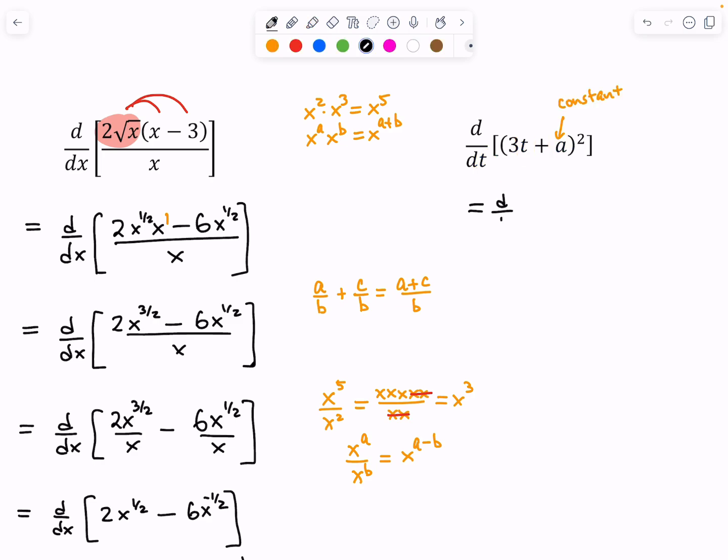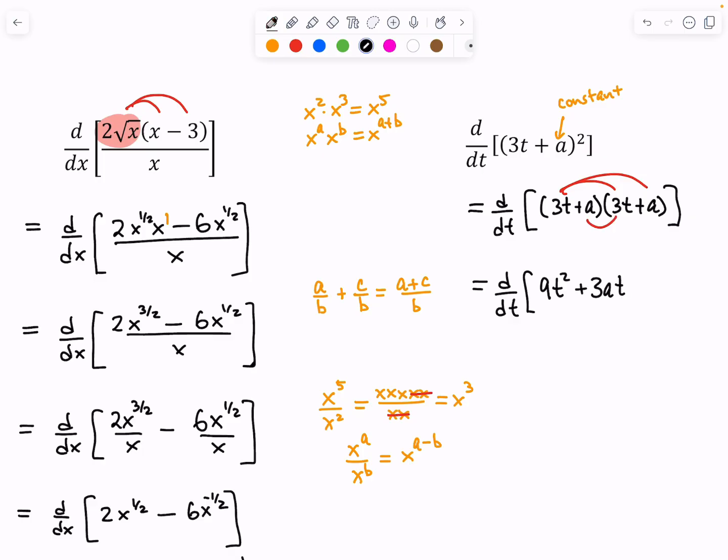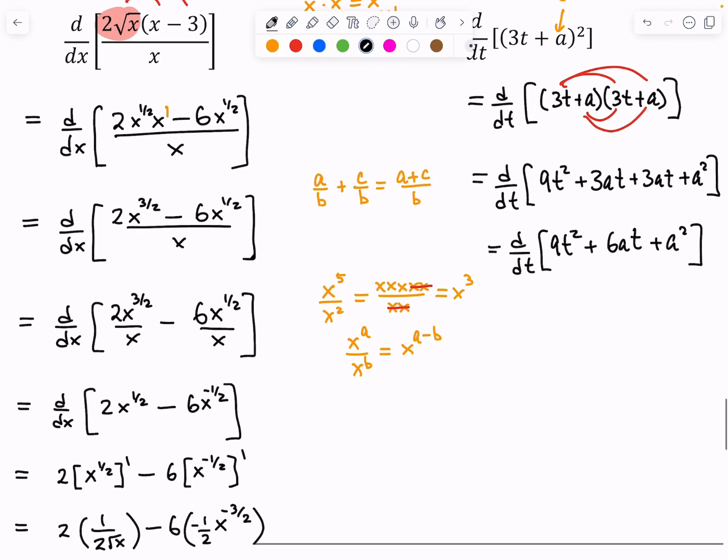So we're going to do a derivative with respect to t, and then we'll have a 3t plus a times another 3t plus a. 3t times 3t is 9t squared plus 3at plus another 3at plus a squared. The two middle terms are similar, so I can add them and get 6at, and now I can differentiate term by term.